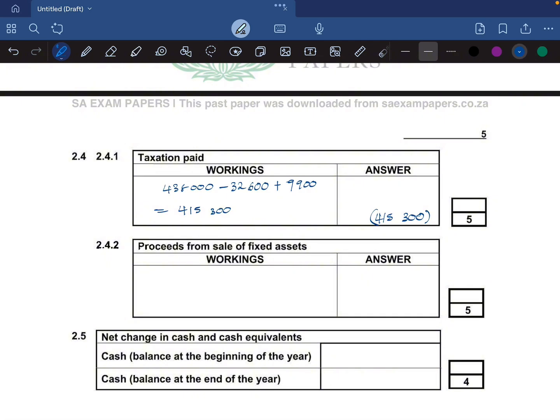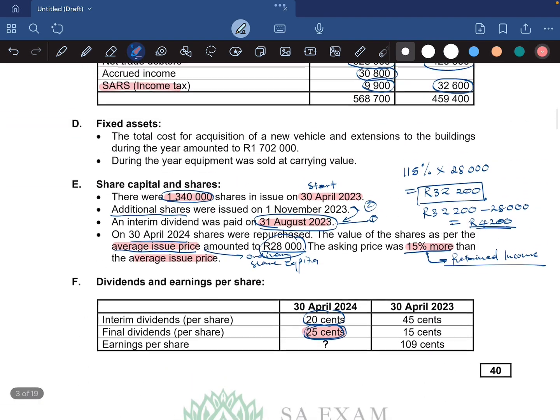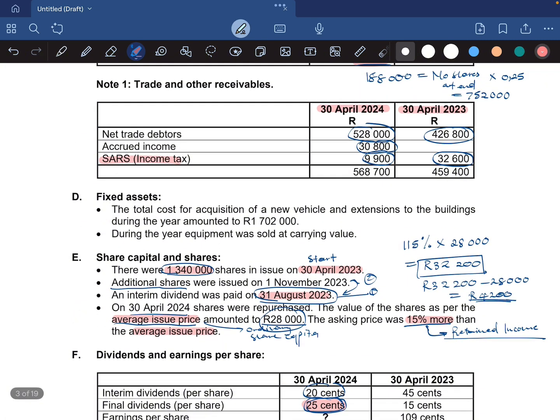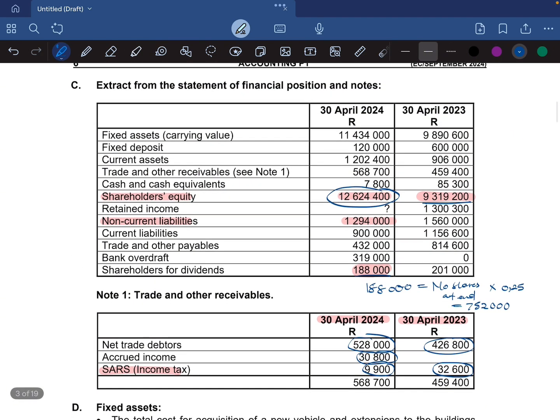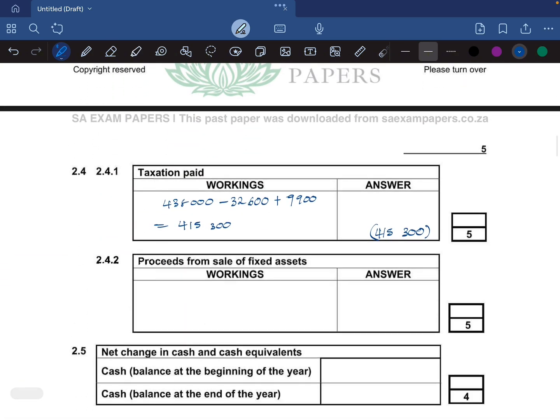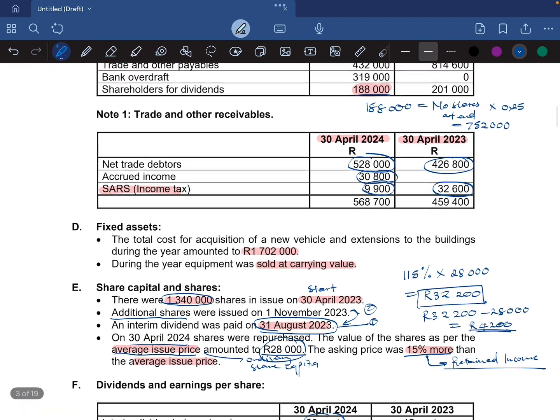Then 2.4.2 says we need to calculate the proceeds from the sale of fixed assets. Okay, sale of fixed assets, the information that relates to the sale is information D. So they're telling us that the total cost for acquisition of a new vehicle and extensions to the building during the year amounted to 1,702,000. And then during the year, equipment was sold at carrying value. Okay, so let's determine what our proceeds were there, because we are dealing with cash flows and we know that it was sold at carrying value. So we need to actually determine the carrying value of that asset, which is the equipment.